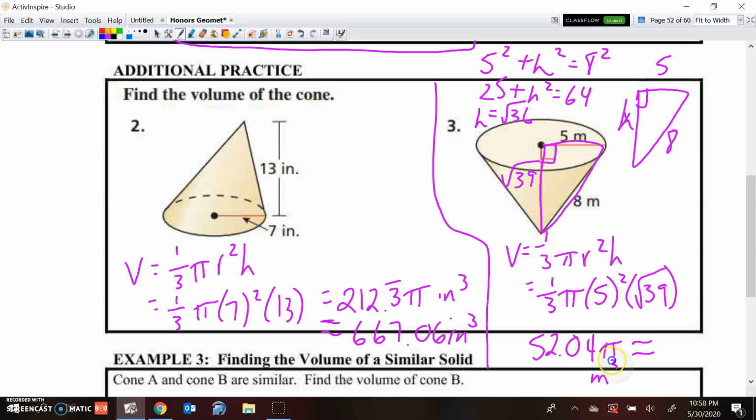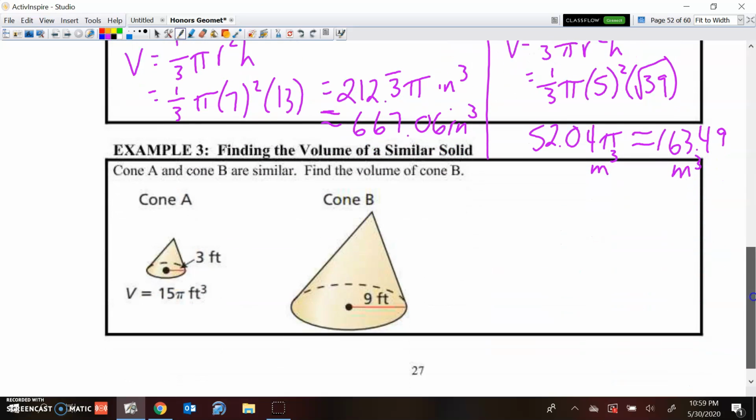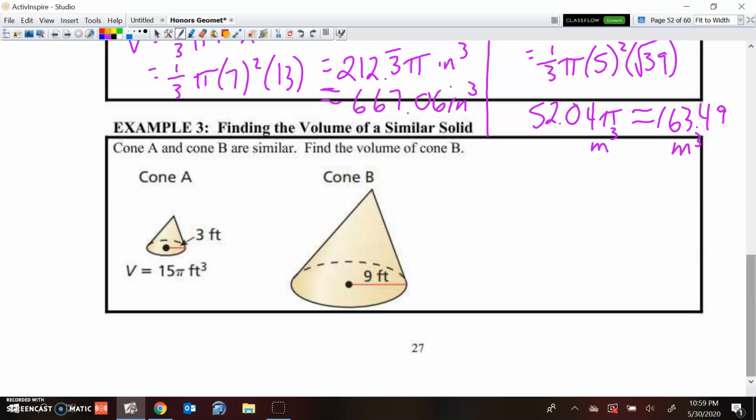That's meters cubed. Or if I multiply it by pi, I'm going to get 163.49 meters cubed. Okay, so those are just practicing finding volume. Let's go ahead and look at similar solids, which we've already done. So I'm going to say this is my original, this is my new one, or if you like it better, you could say pre-image, and this is my image. Okay, whichever one clicks better for you.